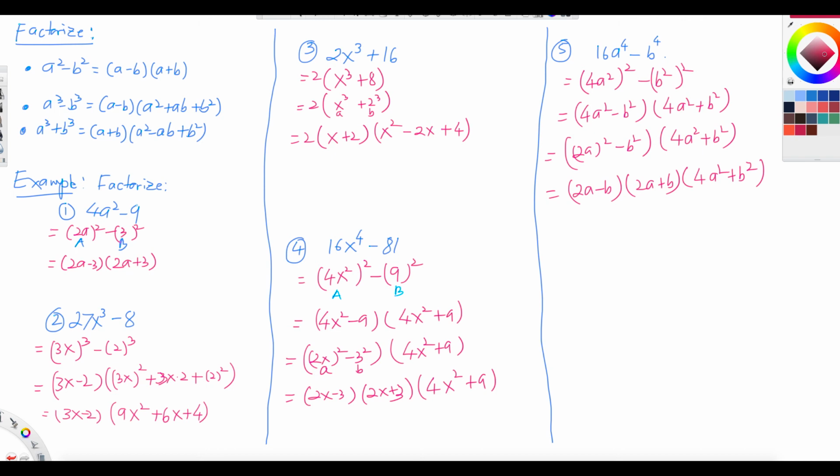Okay guys, so basically the first thing you do is, if you can factor out anything like in example 3, take that factor out and then use one of these formulas. And if you think that you can use one of these formulas, then the problem becomes easier because you can use those formulas directly.